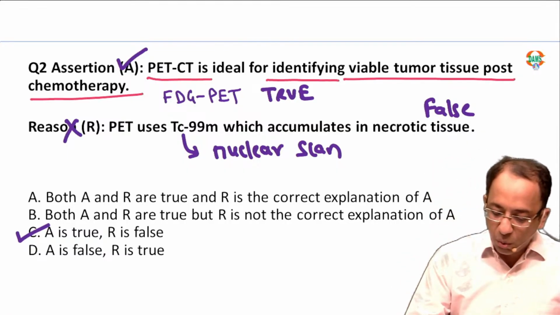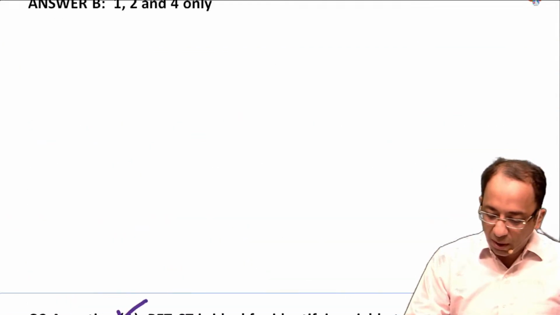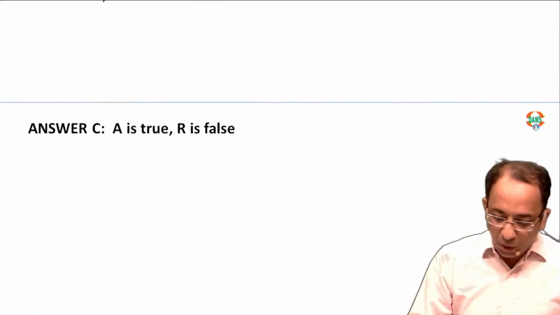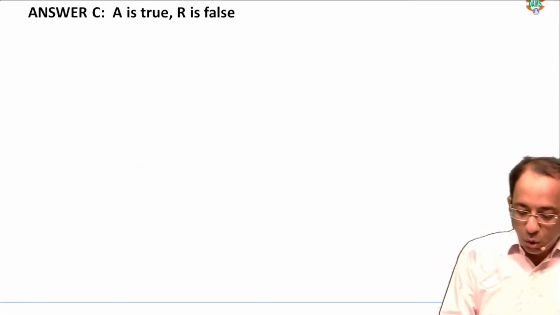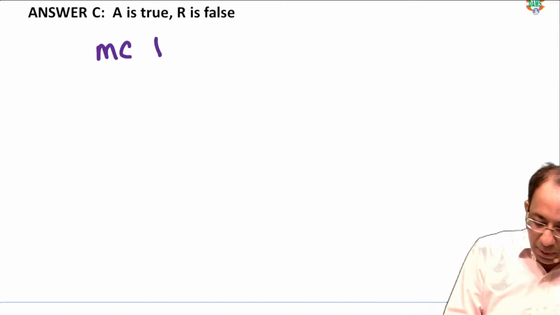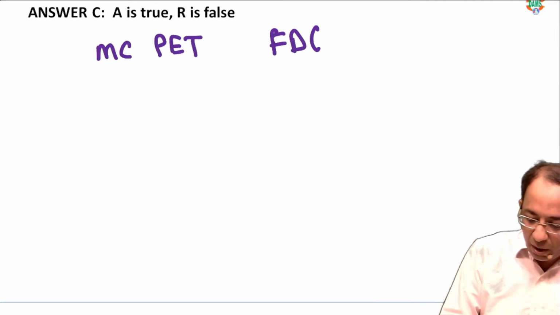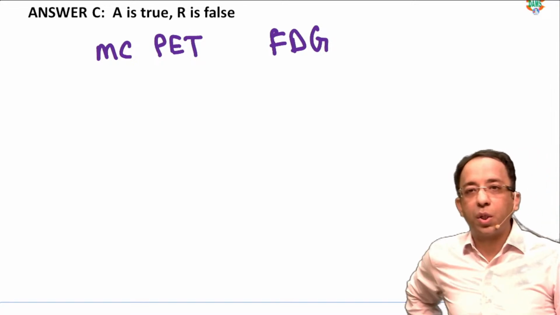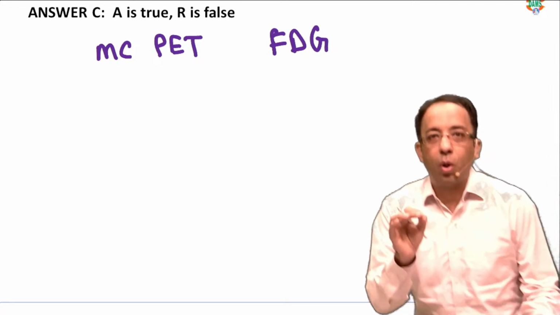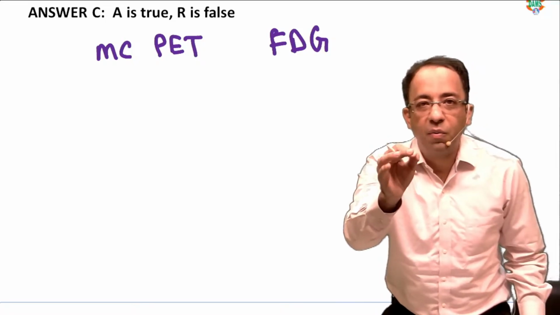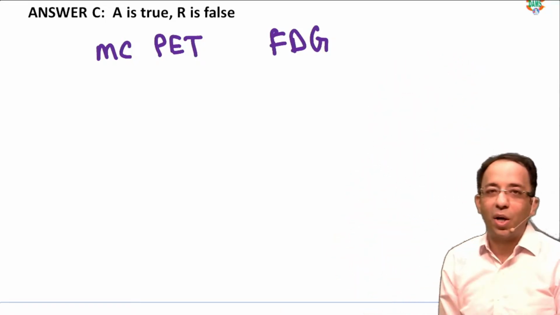Now let me ask you again. Again we'll do the same thing again. Let us see how many of you are able to answer. Ready? So what do we use most commonly in the PET scan? We use FDG, fluorodeoxyglucose. Now I want you all to answer what is radioactive in the FDG. What is the radioactive part of FDG?